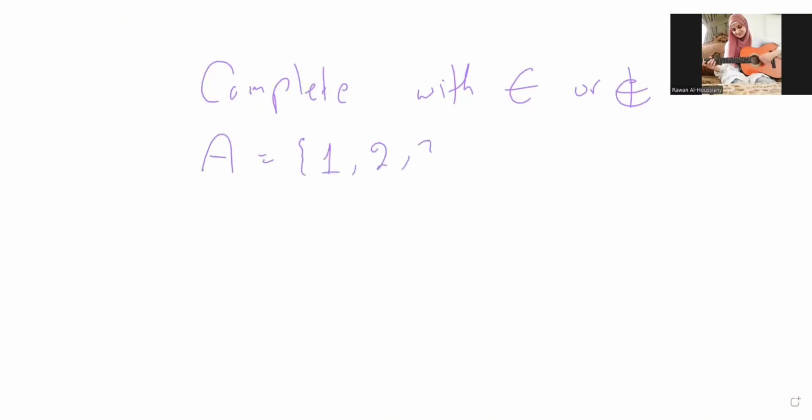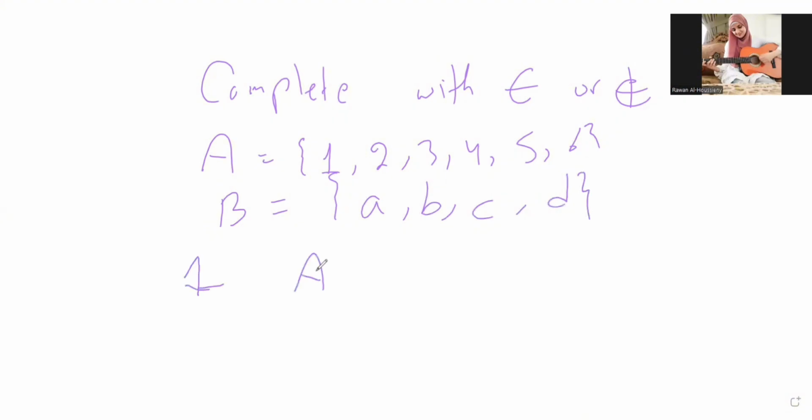We have to complete with belongs or does not belong. Supposedly we have the set A, which contains the numbers 1, 2, 3, 4, 5, 6. Then we have the set B, which contains the letters A, B, C, and D. So let's check: 1, does it belong or not belong to A? 1 exists in A, so we say 1 belongs to the set A. The small letter a, does it belong to the set A? A small does not exist in A, so it does not belong to the set A.